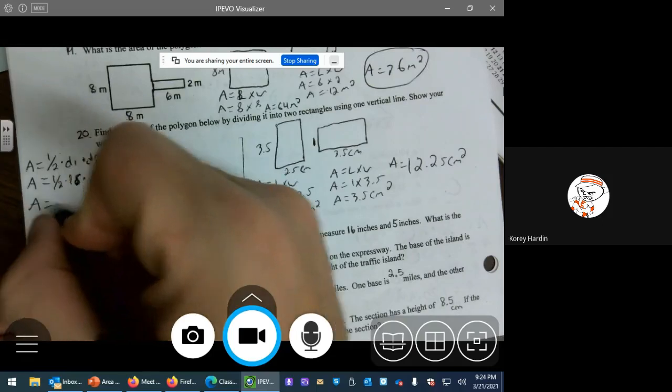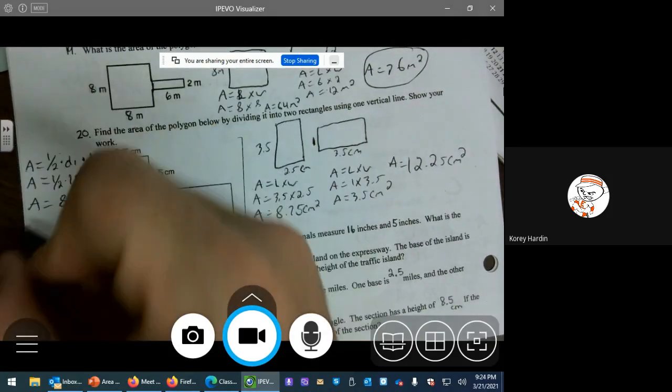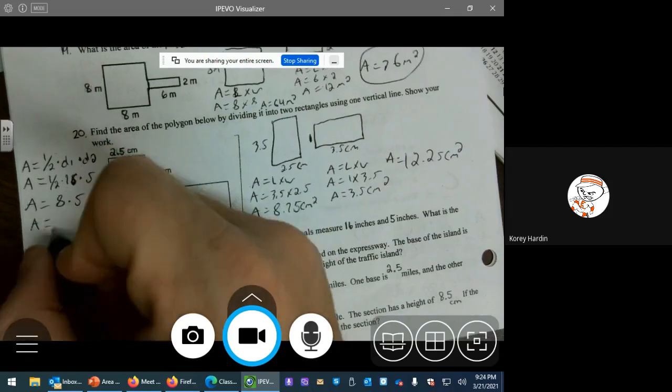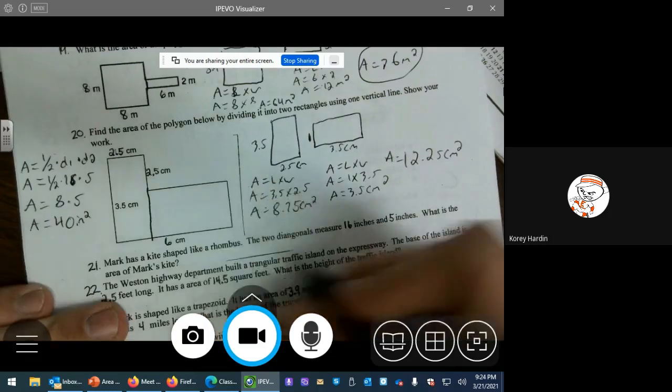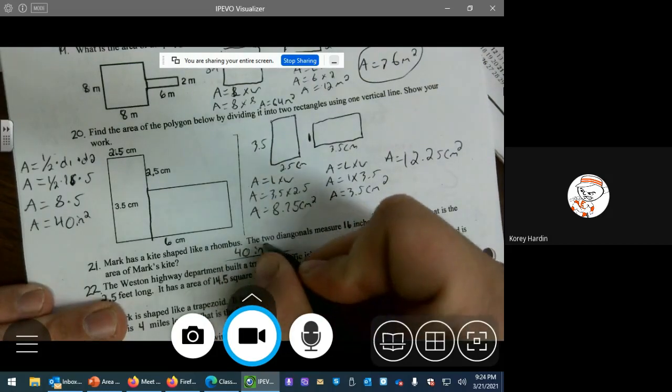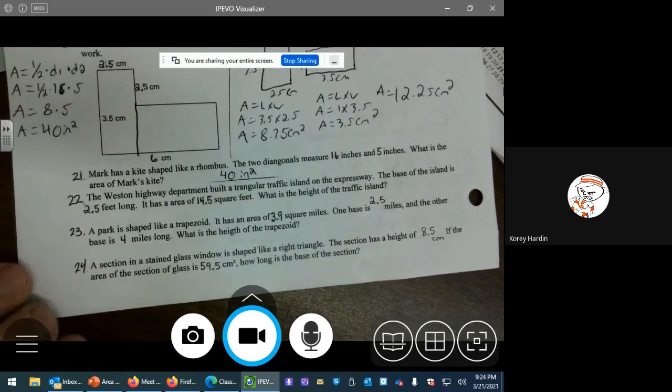So area equals half of 16, which is 8. Okay, and then 8 times 5 is going to be 40, and then we've got inches squared. So 40 inches squared. The Weston Highway Department built a triangular traffic island on the expressway. The base of the island is 2.5 feet long and the area is 14.5 square feet. What is the height of the traffic island?